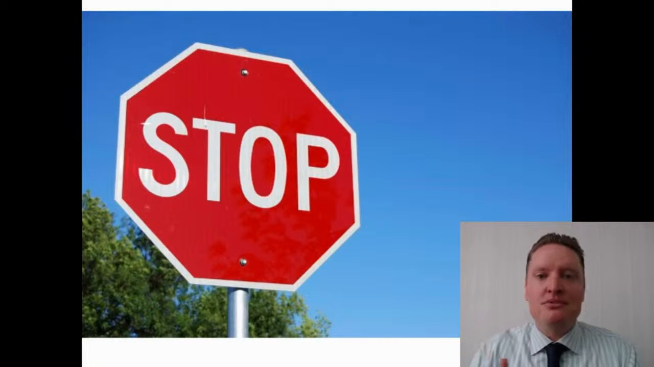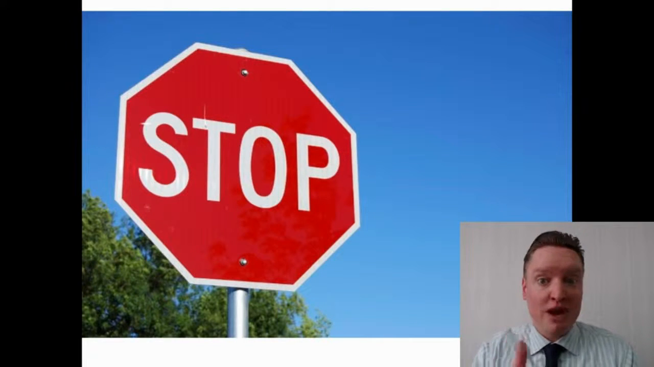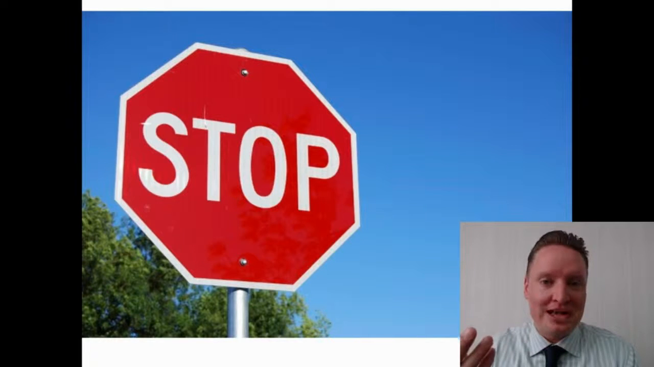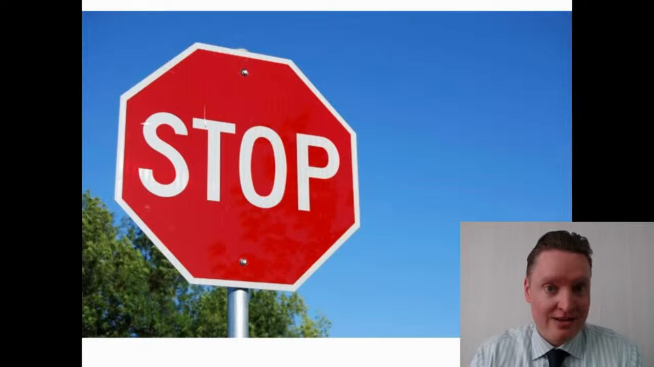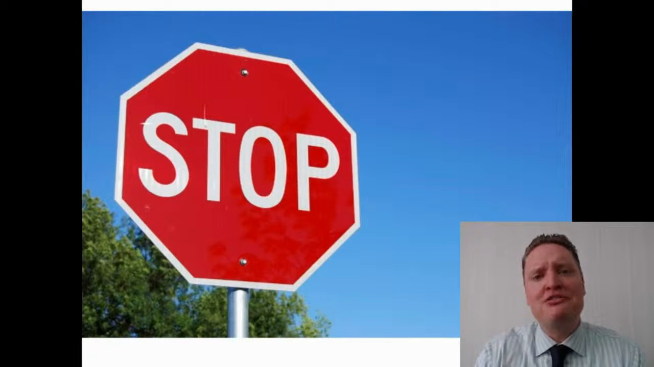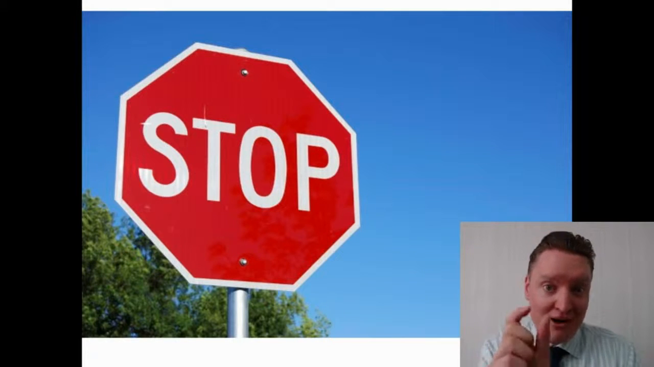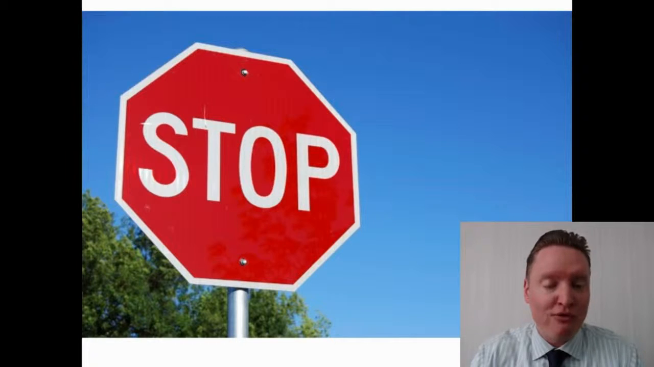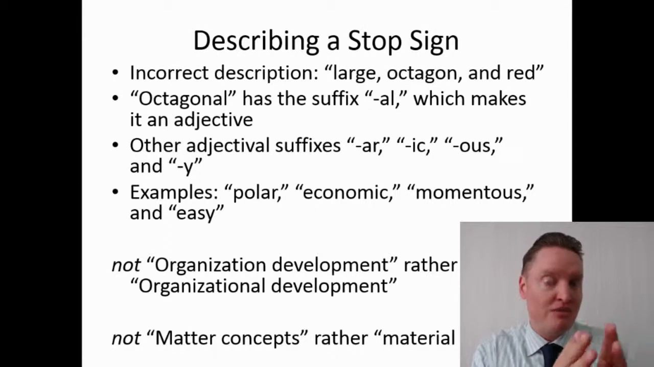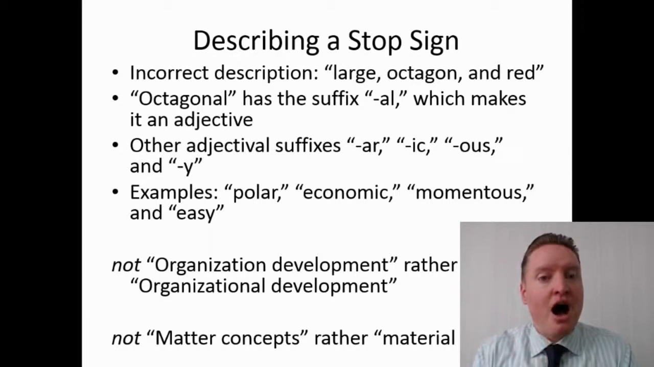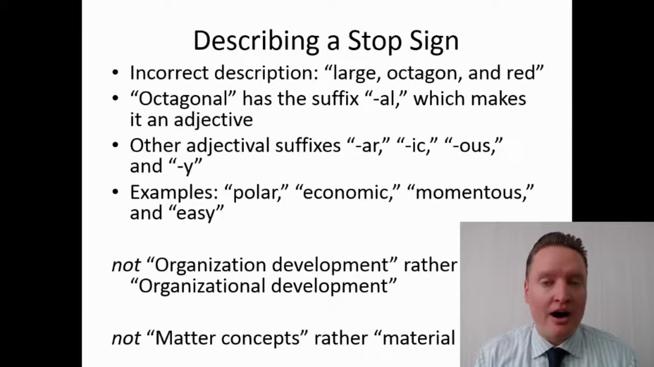For example, if I am describing this stop sign, I can say it's a red stop sign. Now, red, you understand, it's a common word. I don't have to change that word. But if I'm describing the shape of the stop sign, it is an octagon. That's the noun. But if I make it an adjective, I have to say octagonal. I have to add on the al to change that word. So many words like octagonal will change when we change from a noun into an adjective. Other suffixes that we can add are ar, ic, ous, and y.